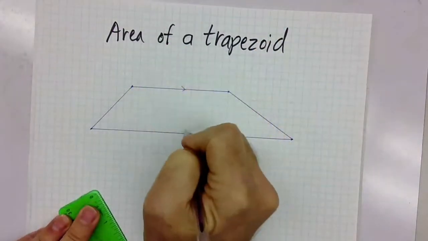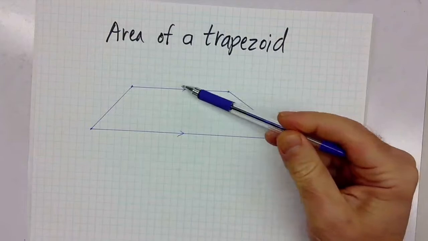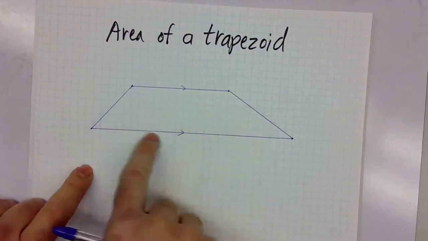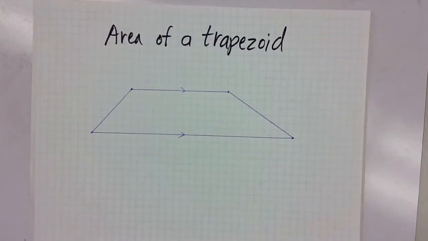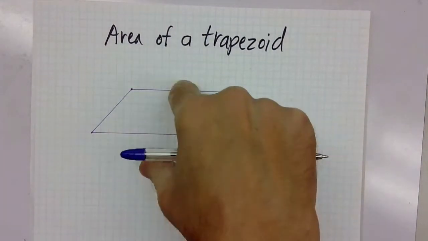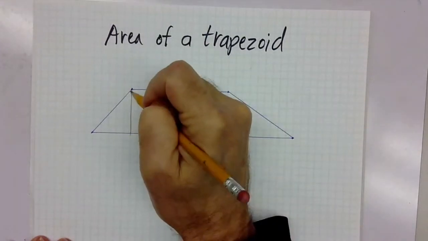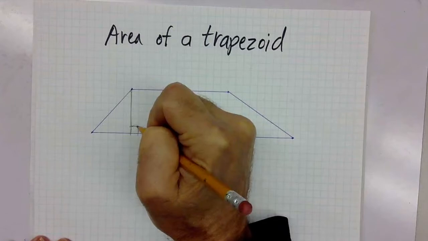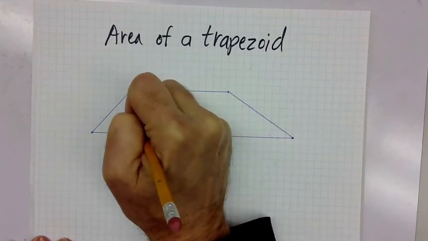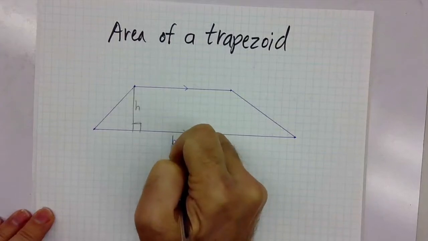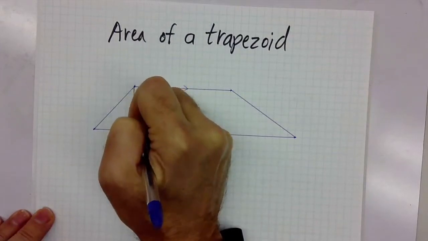So by definition, we know that one pair of sides is parallel, the other are not. There are no right angles here that were given to us, so we're going to find the perpendicular distance between the two sides and call that our height. Just like we did for a parallelogram. So we did the right thing, right? And then this is our base. So we have our height and we have our base.